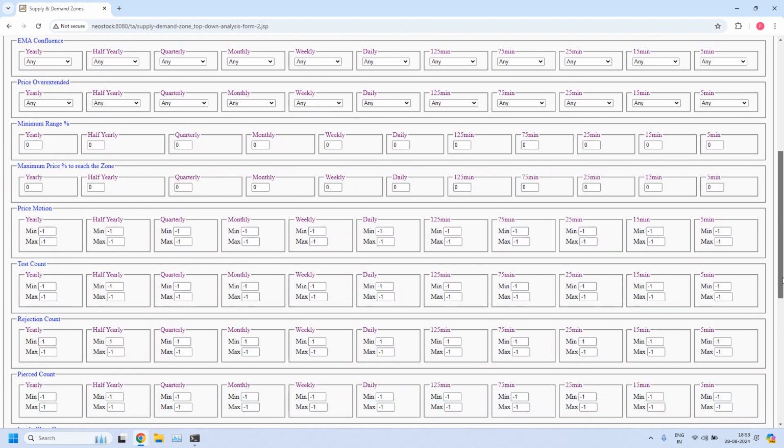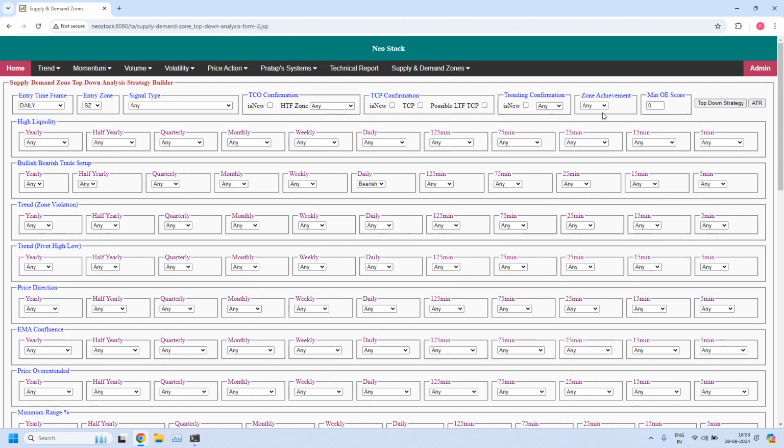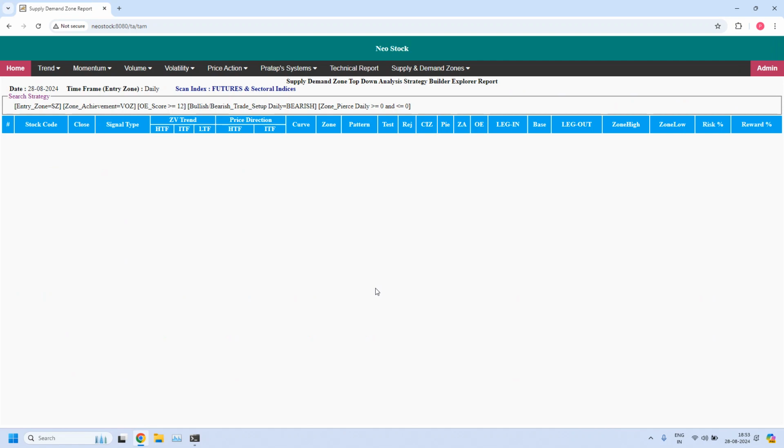This daily supply zone should not be pierced. So in the pierced count, daily time frame, minimum value is 0, maximum value is 0, and zone achievement is violated, opposing zone, minimum odd enhancer score is 12. All the 3 filters are applied to the daily supply zone. Let's filter. Currently, there are no stocks supporting a bearish trade setup for the monthly income trade.